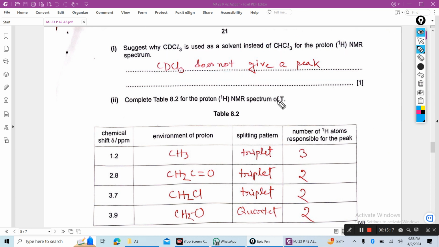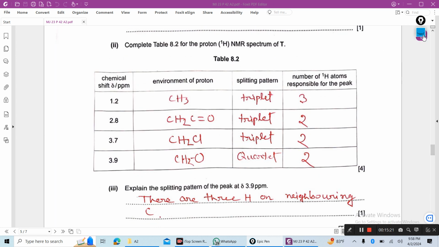Then complete table 8.2 for the proton NMR spectrum of T, and you see the T compound is this.